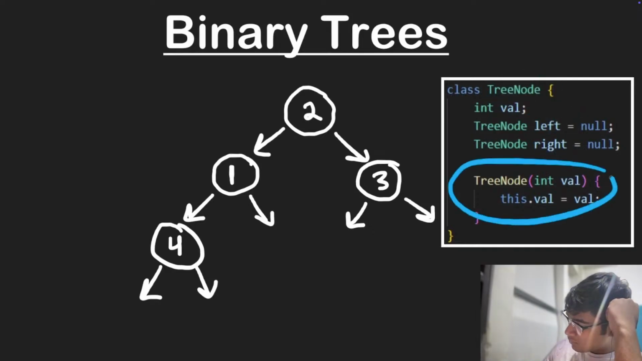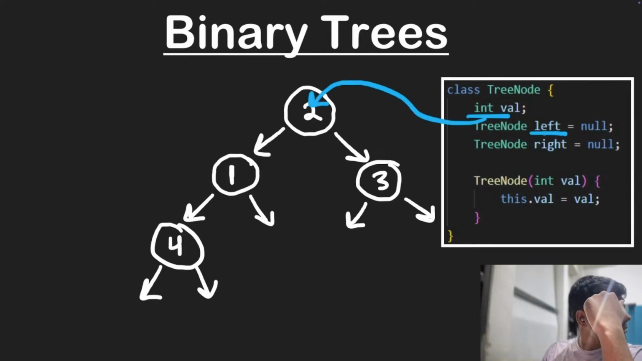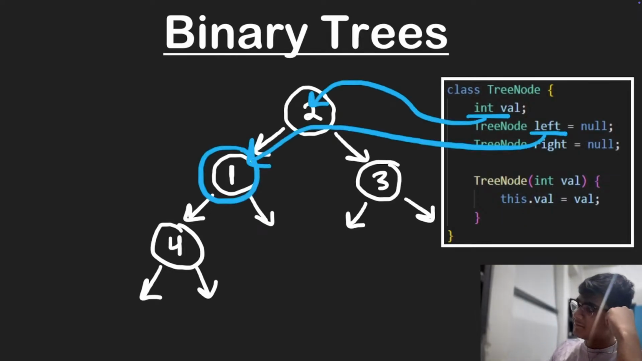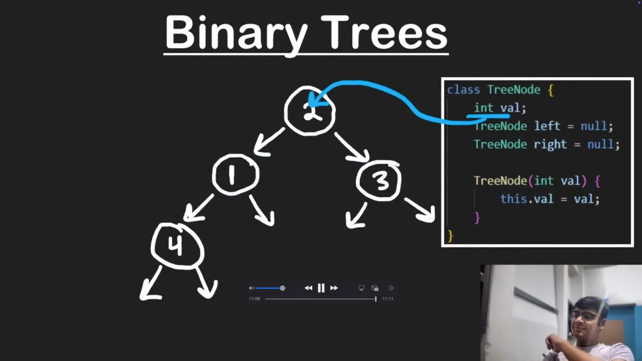And generally, when you create a tree node, you want to, at the very least, initialize whatever the value happens to be. So the value for this tree node, of course, is 2. The left pointer is pointing at this node. The right pointer is pointing at this node. So now we have a decent understanding of the basics.